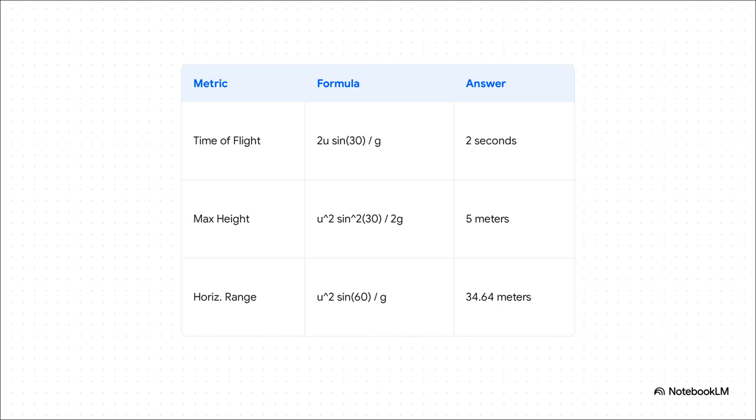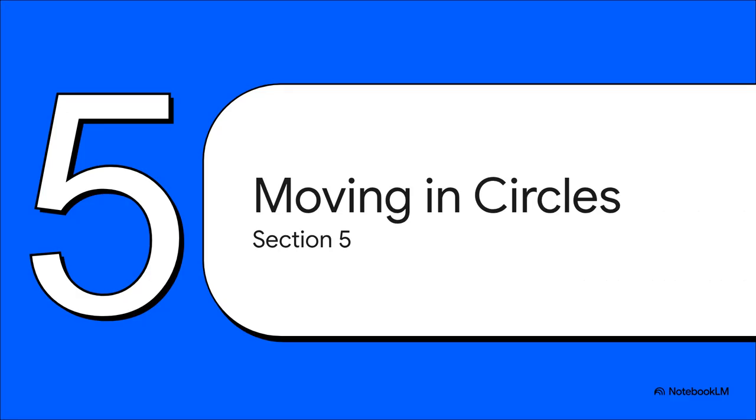And honestly, the math here is just beautiful. By slicing up our vectors and plugging them into our formulas, we can see the whole story unfold. We know definitively that the object is going to hang in the air for exactly 2 seconds, we know it'll peak at exactly 5 meters high, and we know it's going to land precisely 34.64 meters away. No guesswork. We are literally using vectors to predict the future. How cool is that?